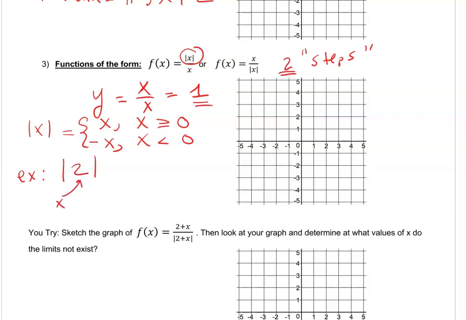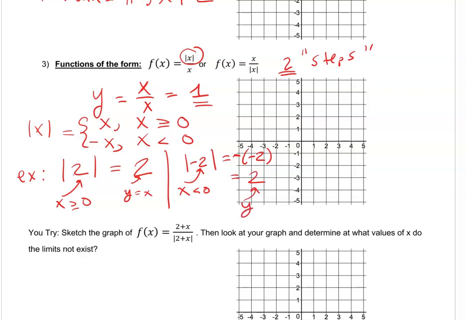An example of this: if I were to take the absolute value of 2, well, this is my x value, and that's already positive. The number inside is already positive, so the output just equals the input. Y equals x. But if I were to plug in -2, so that's my input, my input is now less than 0. My output would have to be the opposite of that, the opposite of -2, which is just 2. So now y is equal to the opposite of x.